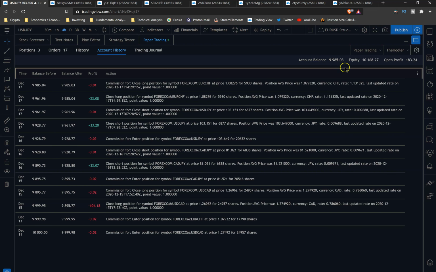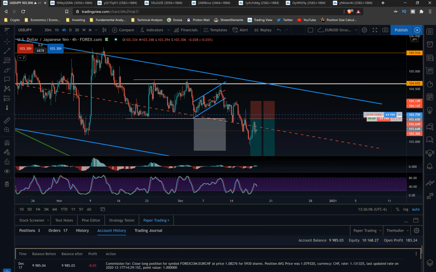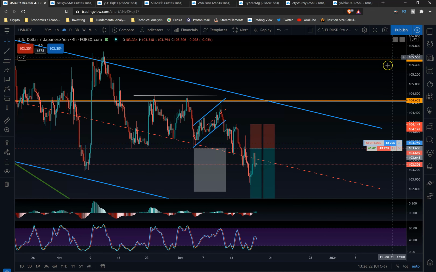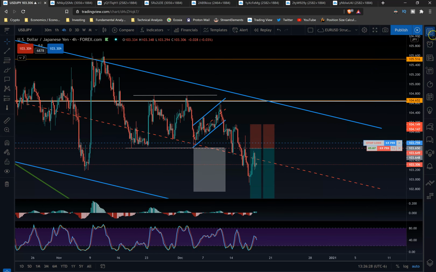So my account balance is $15 away from breaking even in terms of realized profit or realized account size. My equity is actually $10,168. Open profit is 183.24. So technically I'm up, but in terms of realized, I'm down $15 and some change.